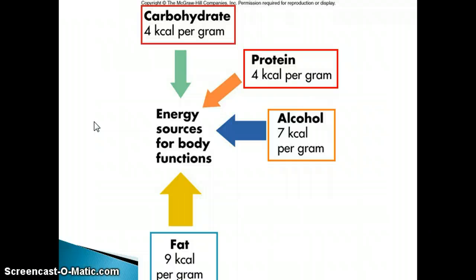And normally when we drink alcohol, we are taking in other nutrients as well, usually carbohydrates. So you're getting a lot of empty calories when you drink alcohol.